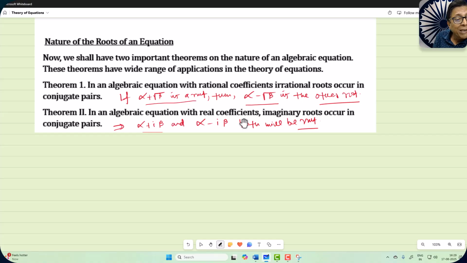Okay? Let me give you the proof of number 1. You can try number 2 at home. So let us prove number 1. Let φ(x) = 0 be the algebraic equation.